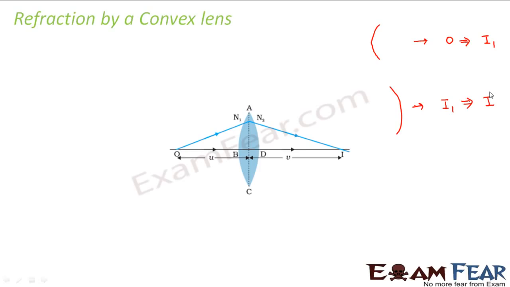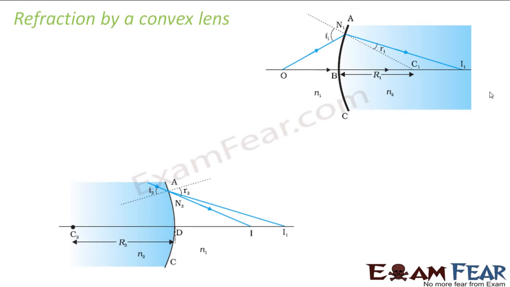In the next slide, we will look at this refraction by a convex lens in detail. Here I have split the convex lens into the two spherical surfaces of which it is made up. This is the first spherical surface. Let us suppose this is the denser medium with refractive index N2, and this is my rarer medium with refractive index N1. This is my object O, and with this spherical surface it forms an image I1. Then this image I1 will act as an object for the second spherical surface.